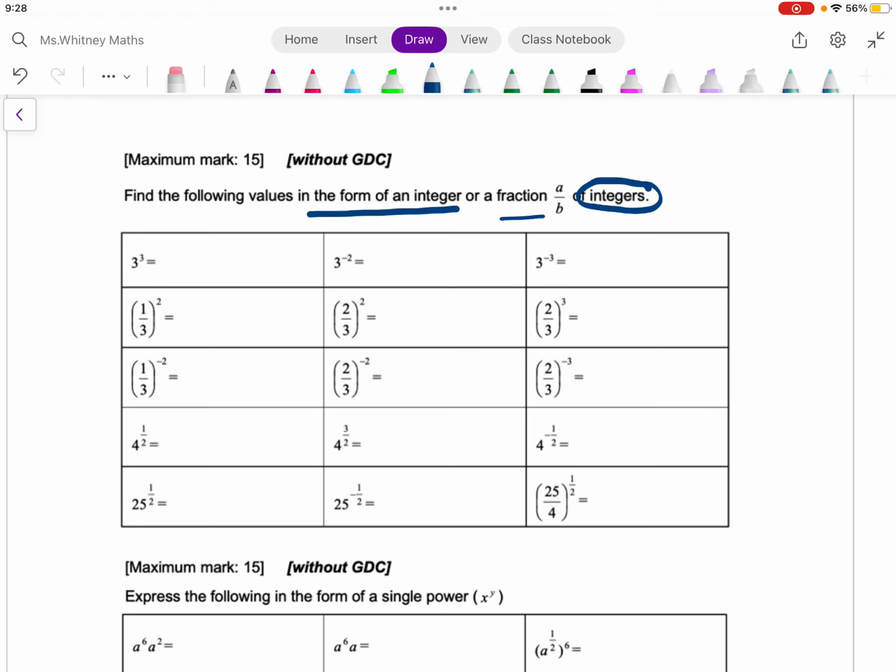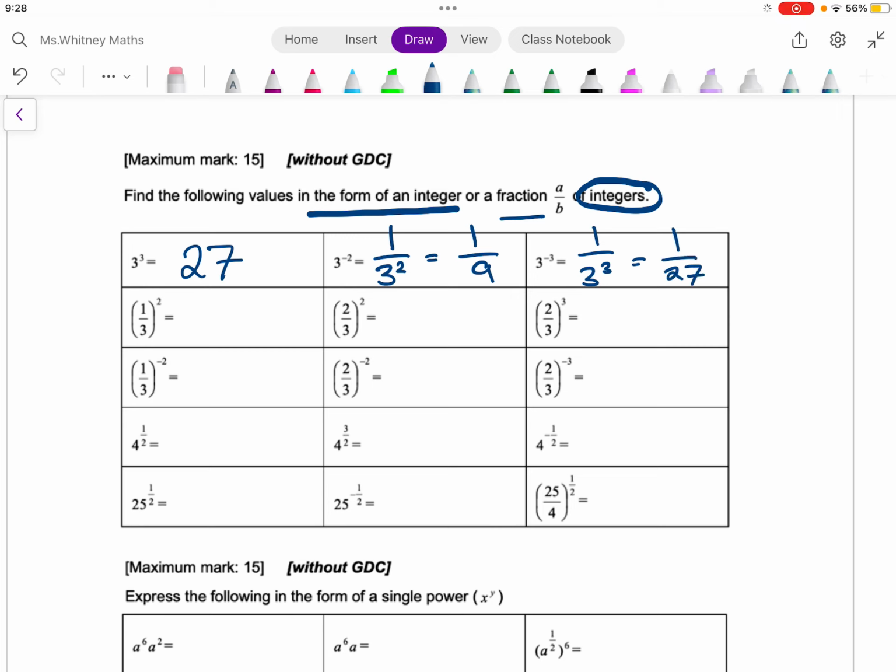Okay, so if we go through the first ones, we know that 3 times 3 times 3 is going to give us 27. I'm going to work across. Now, negative becomes a fraction. So 3 squared, so 1 over 9. So the negative brings it down to the denominator. And 1 over 3 cubed is 1 over 27.